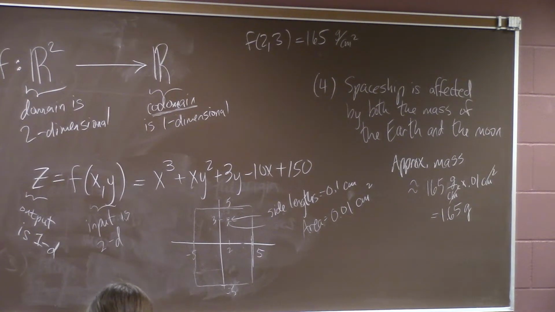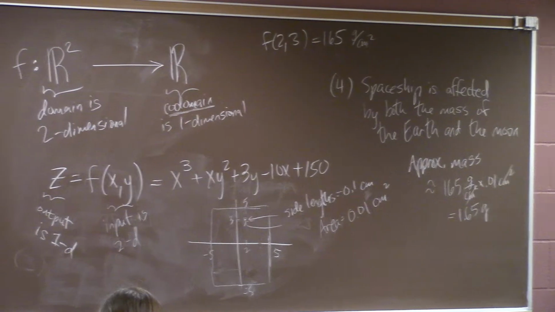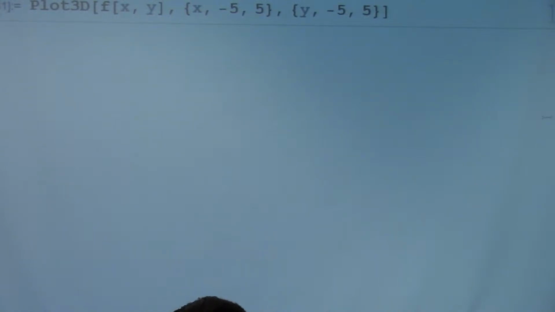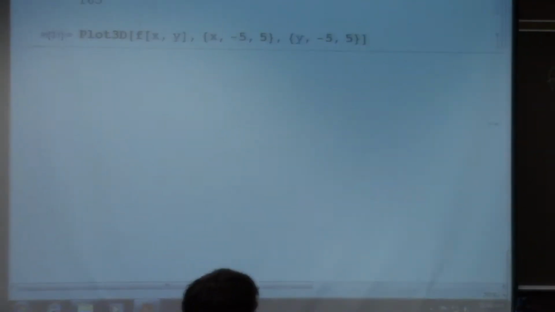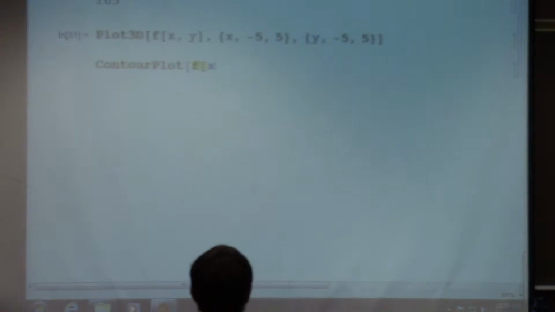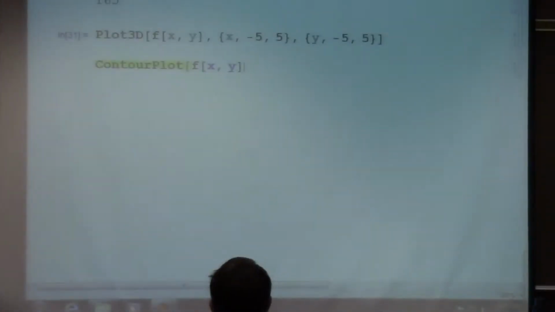What's the other way to visualize functions like this? This was on the homework a lot. Anybody want to say it? Contour maps. Maps of level curves where the function is constant. In Mathematica, with functions like this, you can use ContourPlot to do that. Don't set f of x y equal to any specific number. Just type it in there as f of x y.